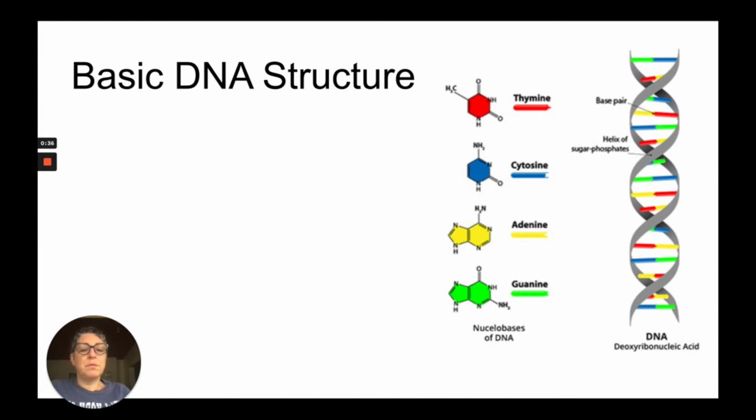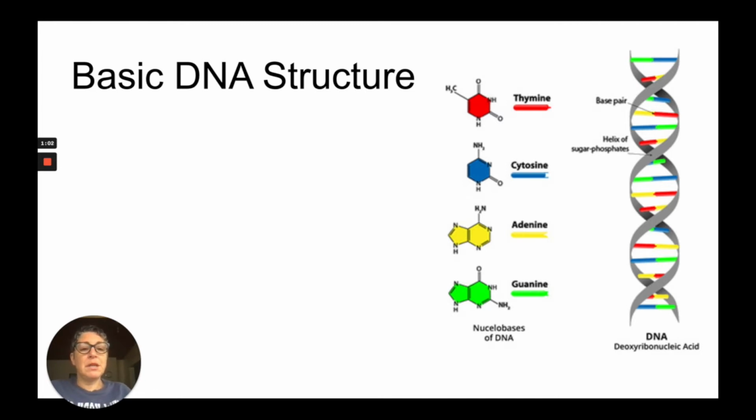So DNA is made up of four what's called nucleobases or nucleotide bases. Those bases have chemical structures that are pictured here, which you do not need to know at this level. You do just need to know the names: thymine, cytosine, adenine, and guanine. And typically we use the letters T, C, A, and G to represent those words.